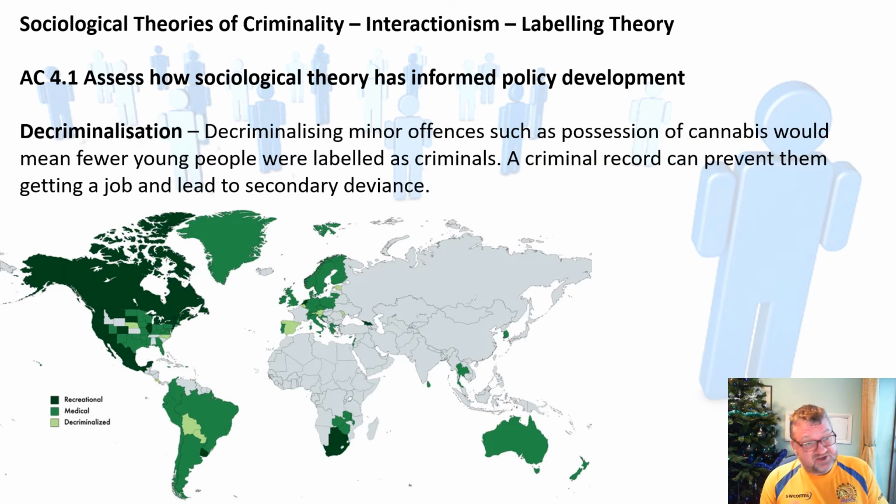And the first way I'd look at this is through decriminalization, because decriminalizing minor offences, such as, let's say, the possession of cannabis, would mean fewer young people were labelled as criminals. And we know that a criminal record can prevent young people from getting a job and can lead to secondary deviance. And you can see here from my map how cannabis has been decriminalised for either recreational or medical use around the world in various countries, so you can see how that works.